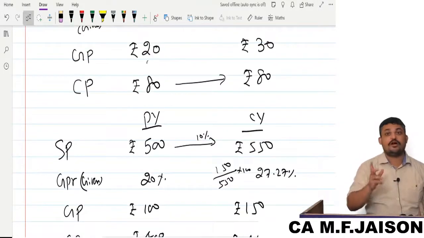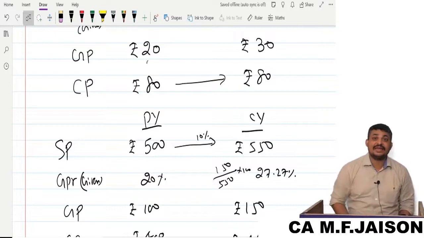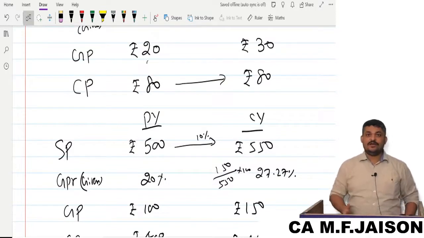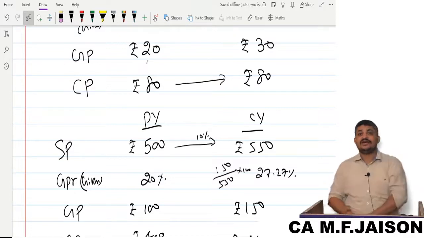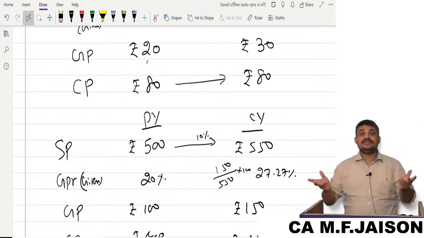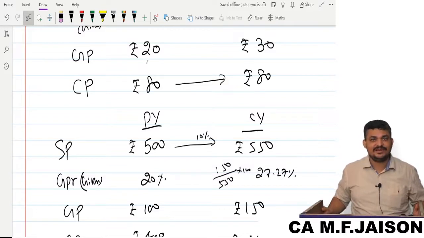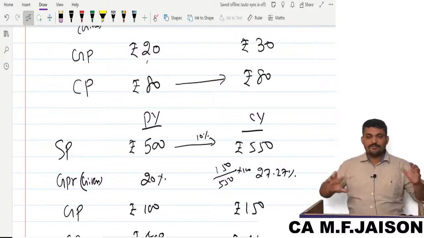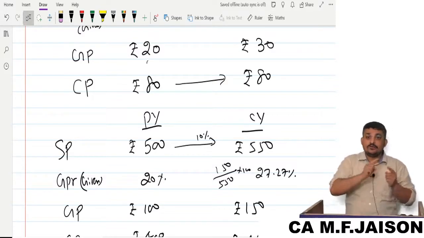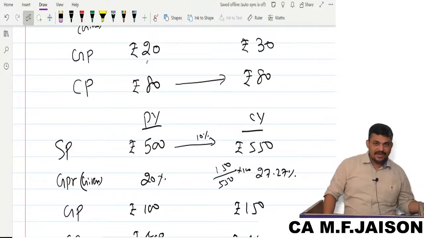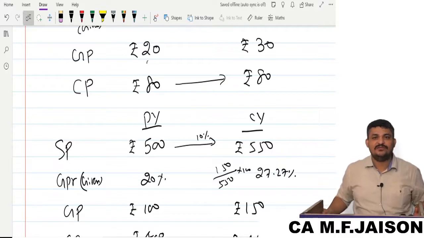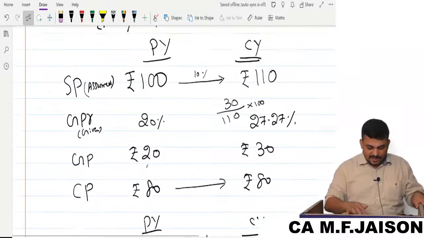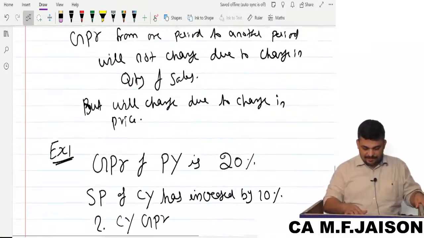So I have just taught you the unique technique of converting the previous year GPR in terms of the current year GPR when the price level changes. Do you understand the concept? Yes. So when the price level changes, how to convert from one GPR into another GPR is what we have just learned. Shall we proceed further? Yes, sir. Okay.